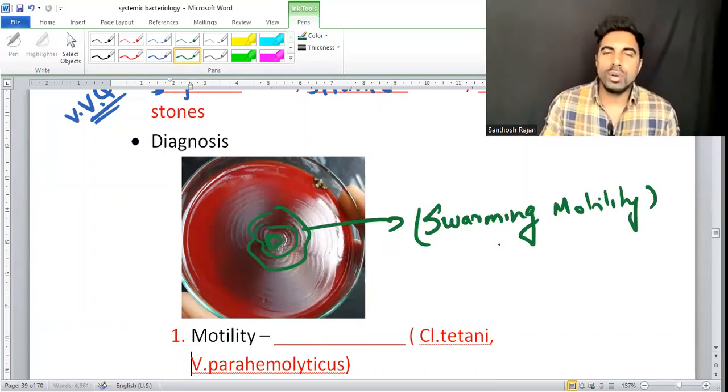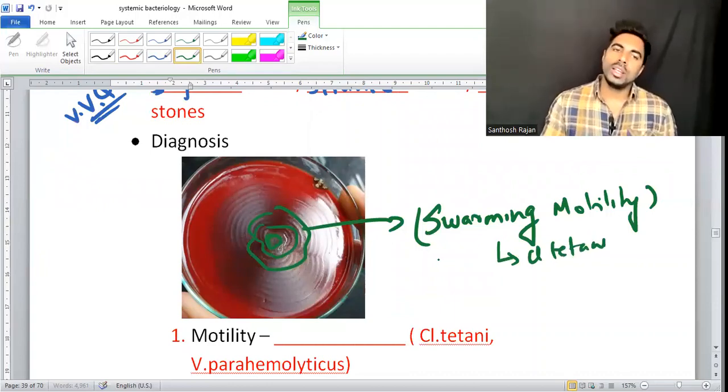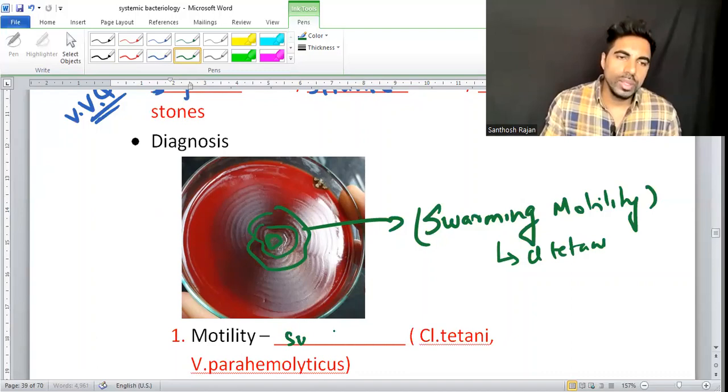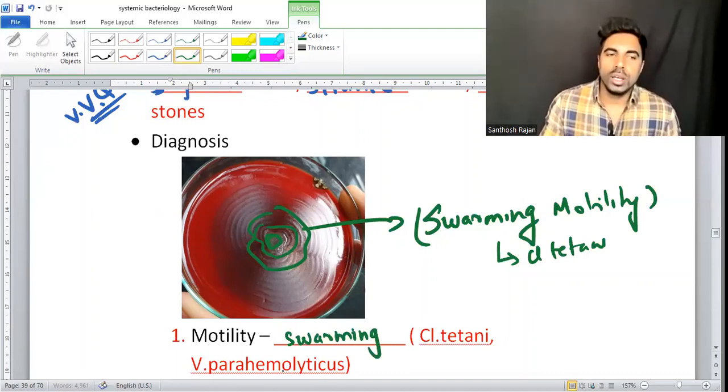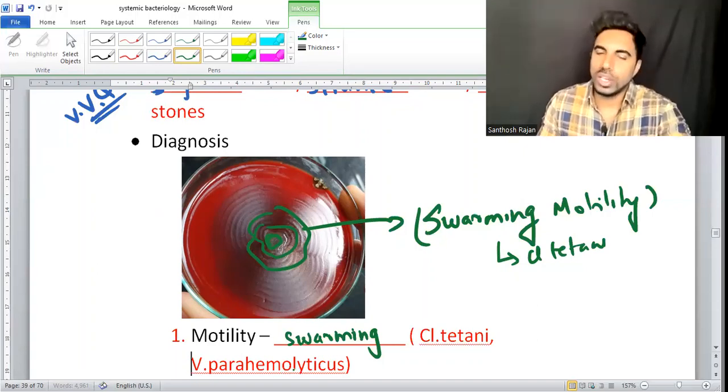Swarm ke alawa, iske alawa, who else swarms? Your Clostridium tetani also. Tetani swarming karne ke liye, right? That also is important, swarming motility. Right? Okay. Remember that. So, motility is swarming. Ho gaya. Apart from this thing, tetani and parahaemolyticus. Itna pucha nahi hai. Vibrio parahaemolyticus also, one of the species can cause swarming motility.